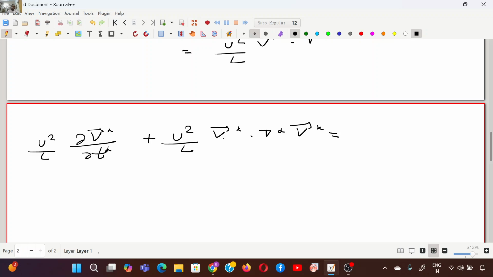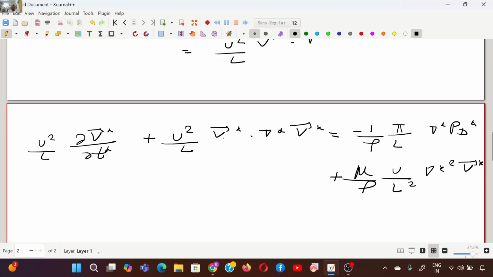Right hand side is what? Minus 1 by rho pi by L. Because pi comes with, we don't know the scaling parameter for pressure, no? Dynamic pressure. So we just used some placeholder variable pi. So PD is just pi into PD star. And you know del star, we have already seen that. So what does this term reduce to? Pi by L, del star PD star. And the other term will be mu by rho into U by L square, del star square, V star.